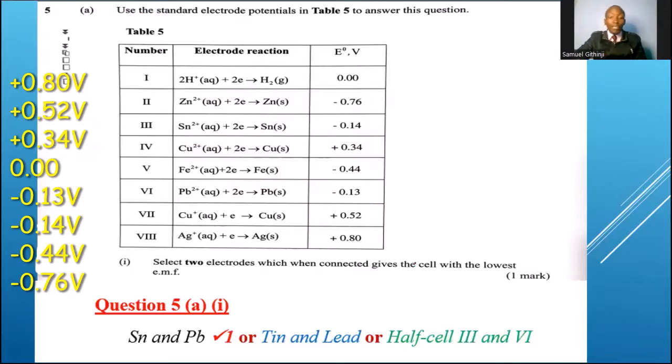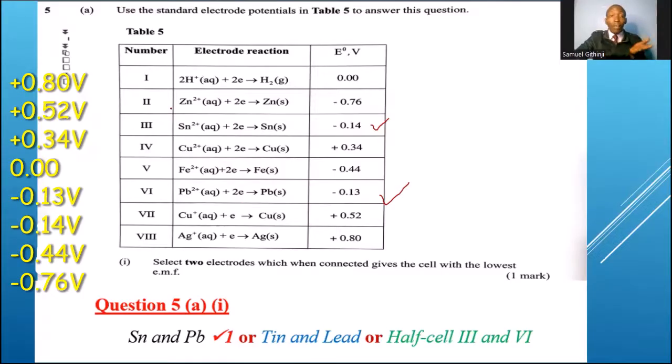Like for this case, though I did not do it, you can write down these values. Finally, you'll end up with this, that between tin and lead, or rather half cell number 3 and half cell number 6, they will give you the least EMF, the least difference there. So that is how to do it.